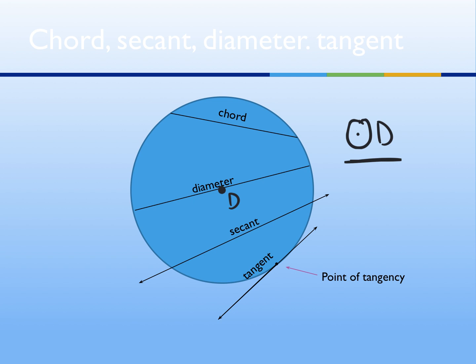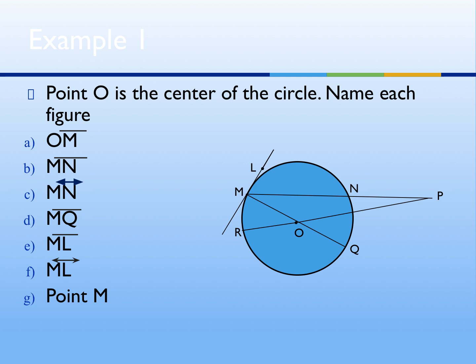All right. So point O is the center of the circle. Name each of these in the figure. Okay, let's do this one together. You may want to extend the point on O just so it intersects in the intersection. Okay. What would we call OM? It would be a radius. Very good. Why is it a radius?